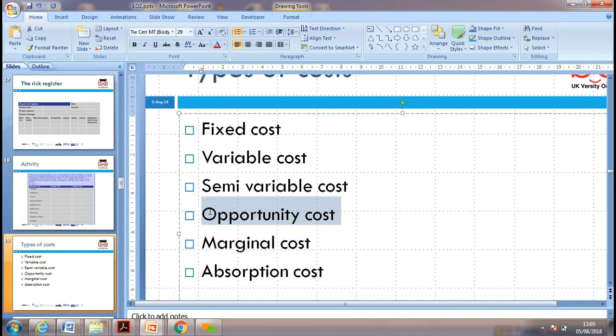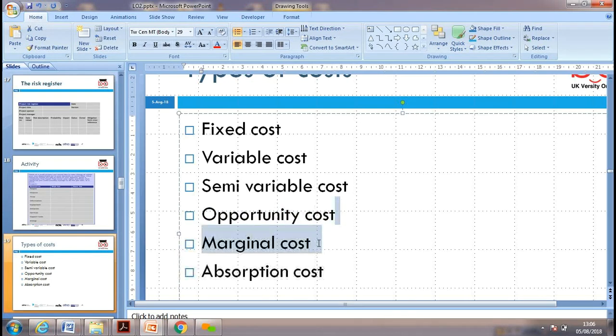So it's the next best alternative foregone. Yes, well done. So the opportunity which we are not taking. You're attending this lesson, and you're missing one other opportunity. So what are we comparing? Does this one give me more benefit, or does it cost me more than the other?